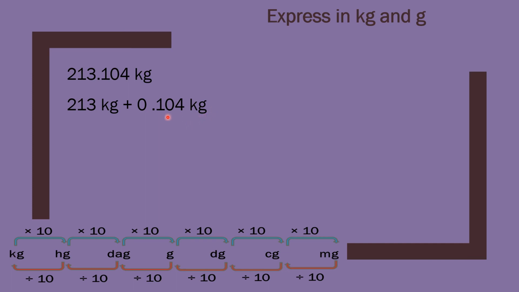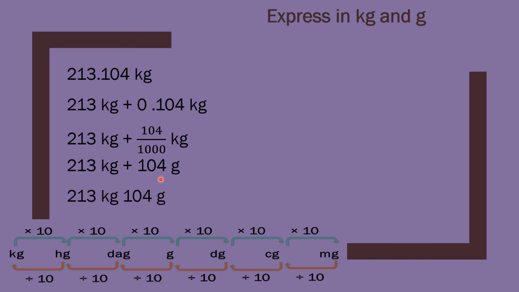How? At first we will write this decimal number in the form of a decimal fraction. So it is like this, 104 by 1000 kilogram, and if we need to convert kilogram into gram, we need to multiply by 1000, and 1000 by 1000 will be cancelled and it will be 104 gram. So it is 213 kilogram, 104 gram.